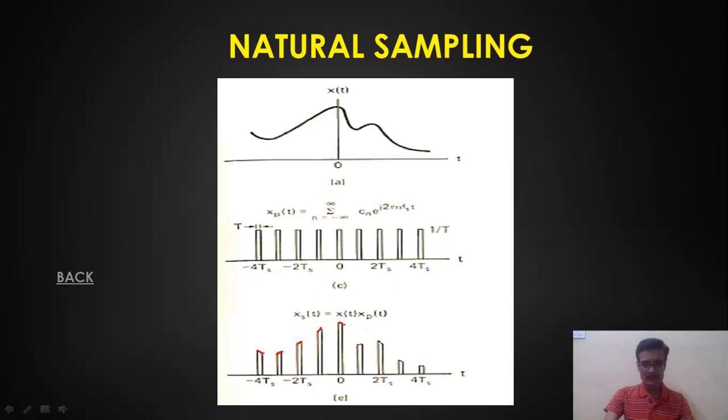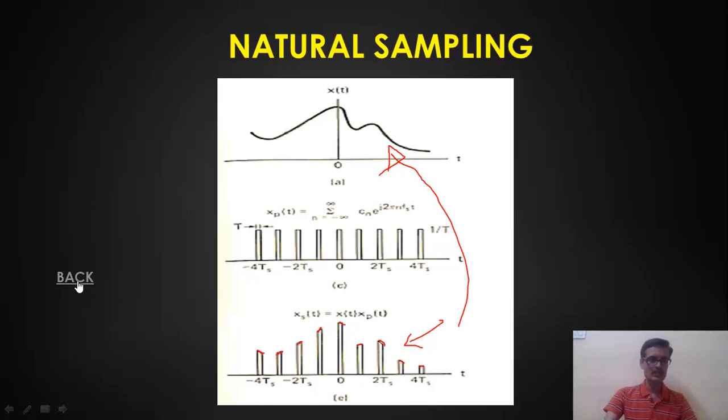That's why this method is actually called natural sampling. That means natural variation is happening in the amplitude of the sampled signal, which is proportional to the amplitude of the given message signal. So this is the first method, the natural sampling.